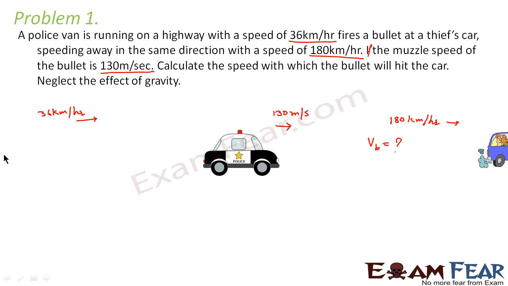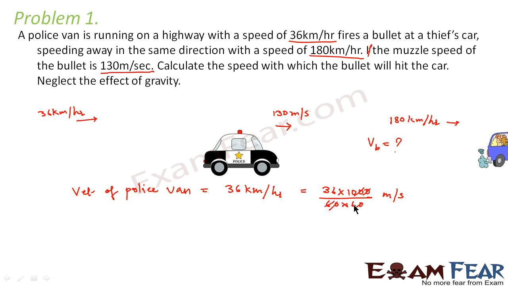Now let us try to do this. What we see here is velocity of the bullet. One more thing is, here we have it in kilometer per hour, but here we have it in meter per second. So whenever we start the calculation, we'll convert everything into meter per second. That will make our task easier. Now velocity of the police van is equal to 36 km per hour. That is equal to 36 into 1000 divided by 60 into 60 meter per second. So that comes out to be 10 meter per second.